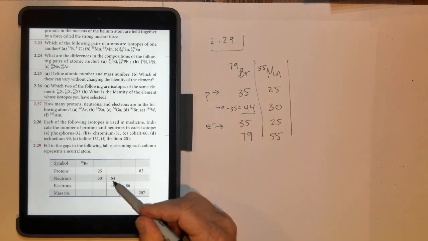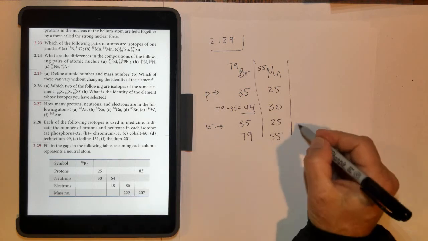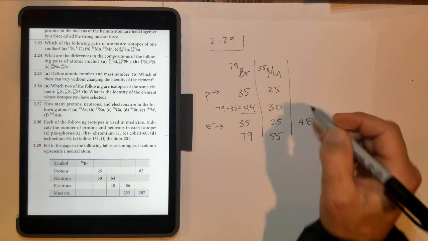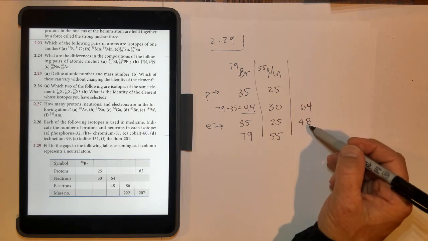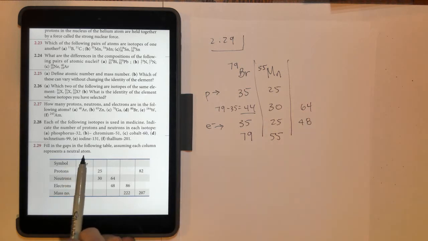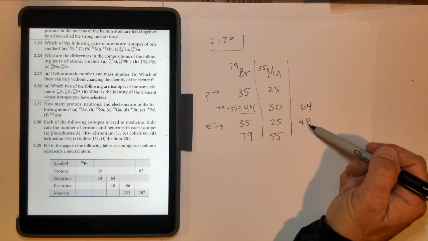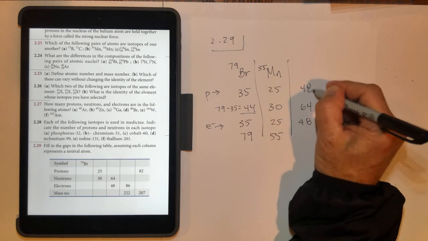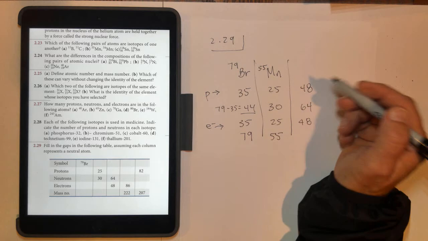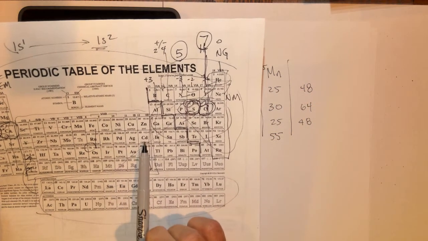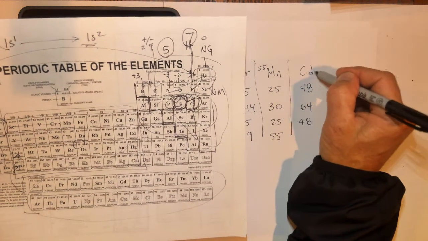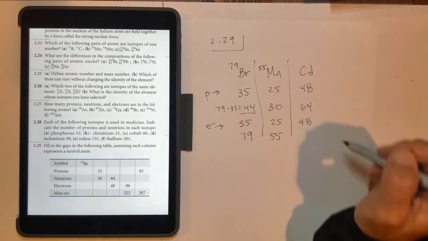The next column, there are 48 electrons in this one, and there are 64 neutrons in this one. I'm told that it is a neutral atom, so since the electrons are equal to the protons, I would have 48 protons as well. And now I can look on the periodic table and find element number 48, and 48 is cadmium. So Cd would be the symbol that would go up above here.